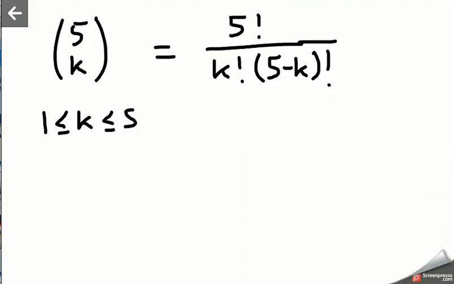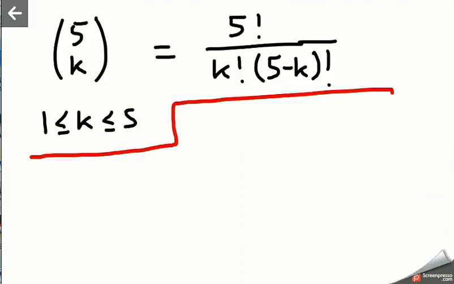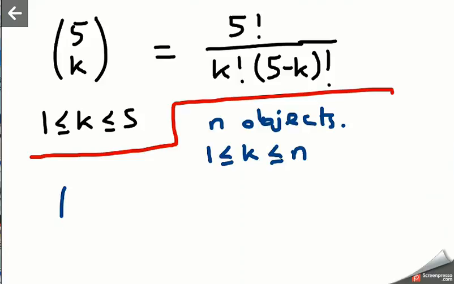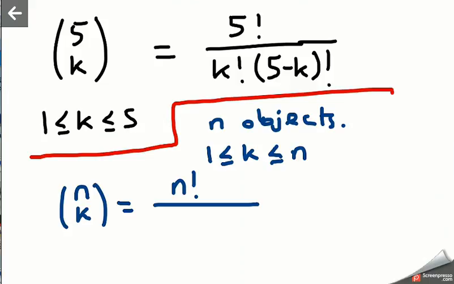So, in fact, in general, what we can say is that for any n objects, and we've got 1 less than or equal to k less than or equal to n, then the number of different ways to choose k objects out of those n is equal to n factorial divided by k factorial, divided by, well, yeah, still divided by 5 minus k factorial.